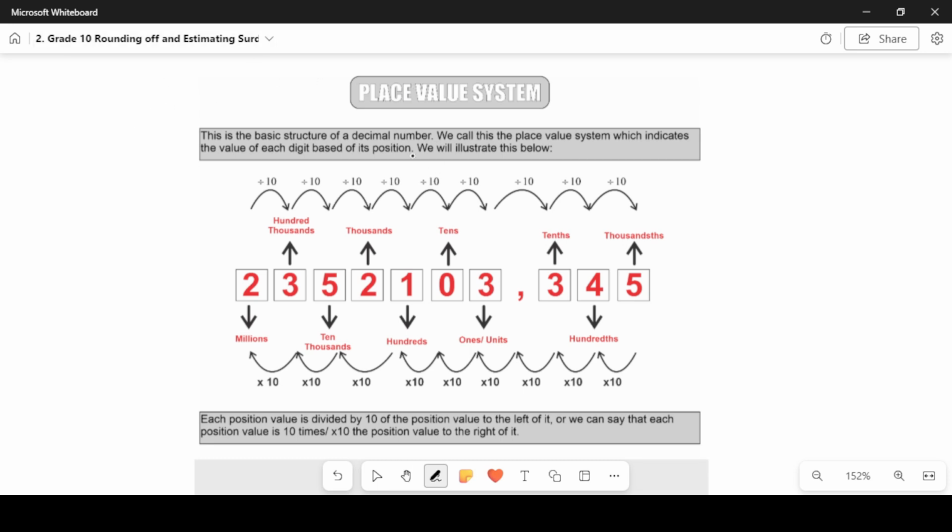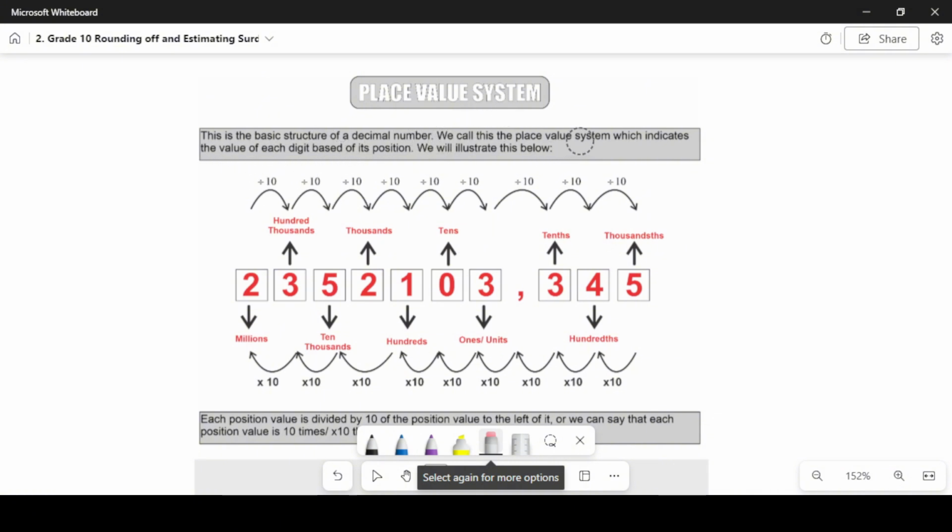Before we start talking about rounding off and estimating surds, I need to talk about the place value systems, because you will always hear the question stating round up to the nearest thousands, now round up to the nearest hundreds, the nearest tens, nearest units. That's where it comes from. So it's just a quick overview, something that we've done in grade 8. Very simple topic. Right, this is the basic structure of a decimal number.